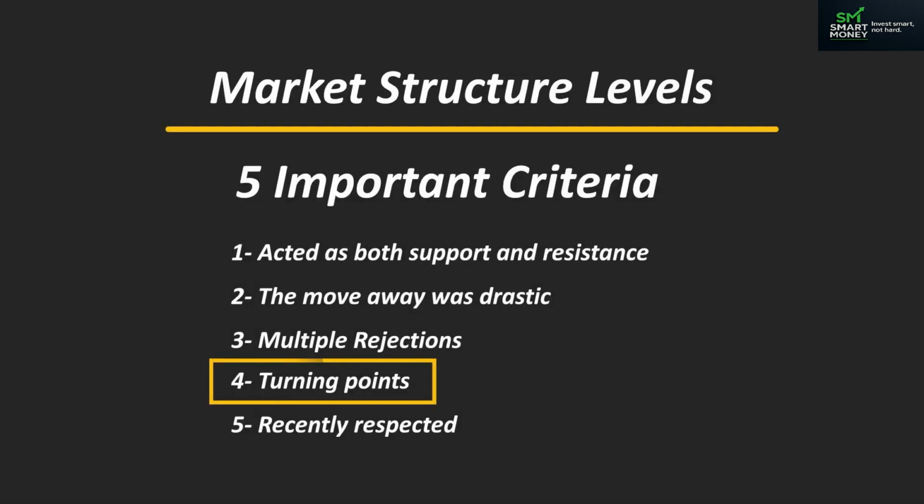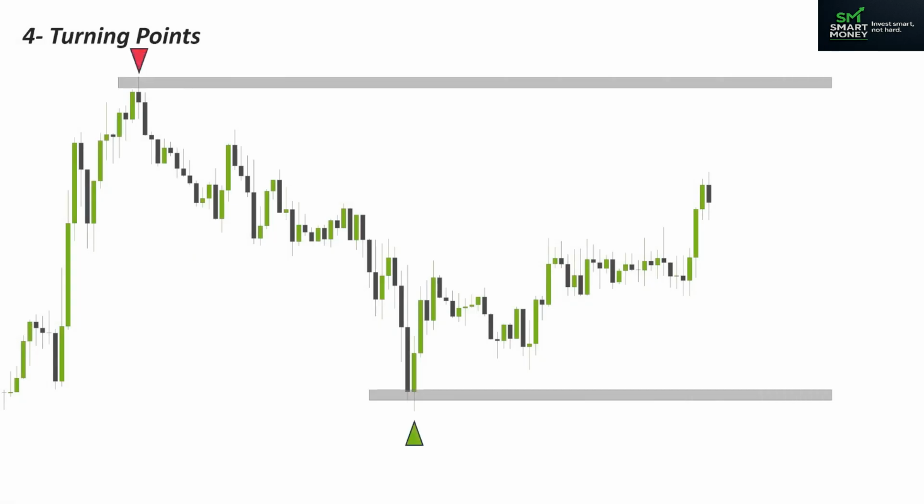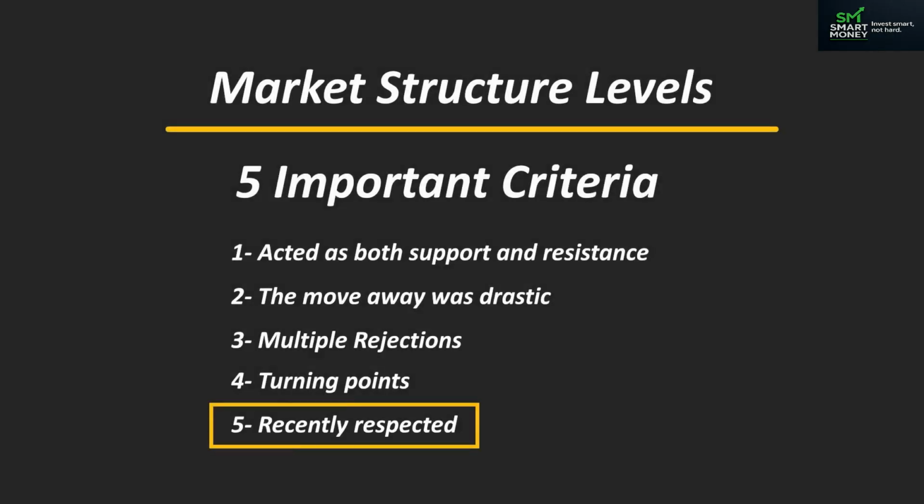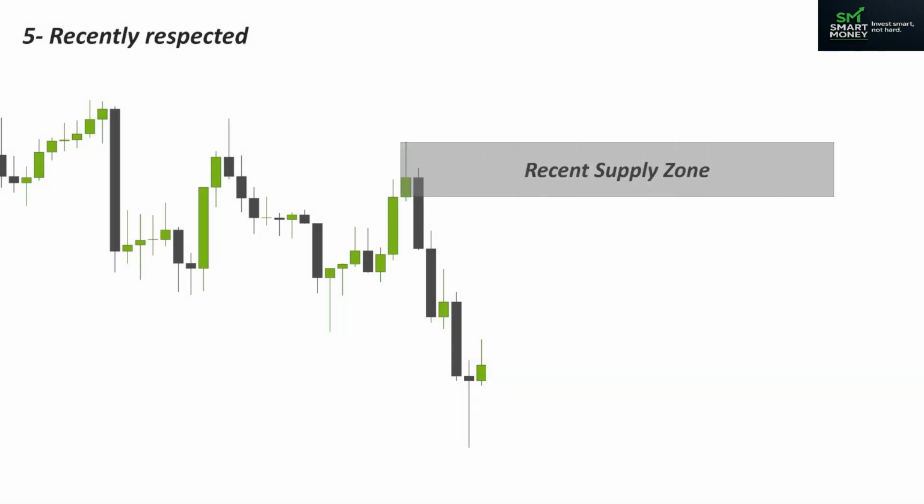Number 4. Turning points. Turning points are areas that have caused the market to reverse its trend in the past. Because the market views these zones as overvalued or oversold, there is a higher chance that the price will react to them again when it returns. Number 5. Recently respected. Recently respected or newly formed levels are more likely to create a strong reaction because fresh levels are generally stronger than older ones.